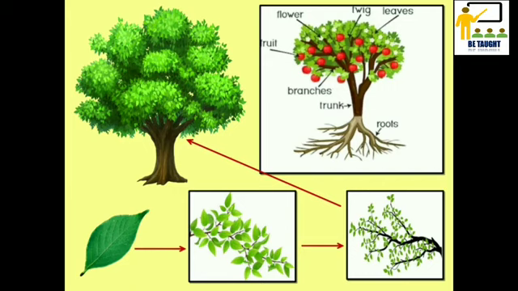To be complete, a tree must have several components such as leaves, small branches, big branches, a trunk, etc. As you can see in the picture. In the same way, our state too is made up of many settlements, villages, towns, talukas, and districts.